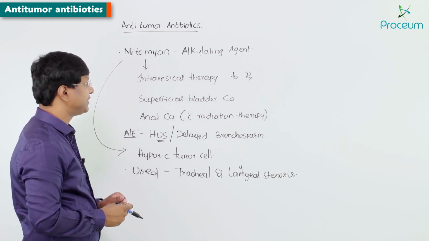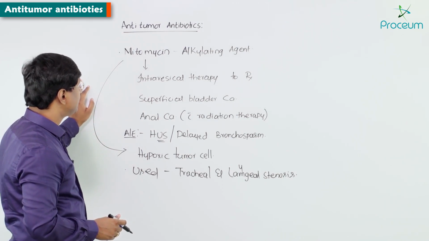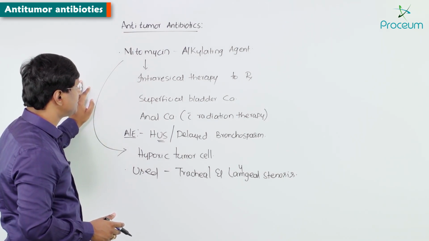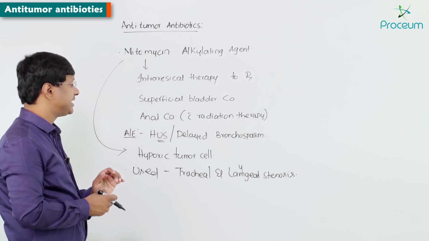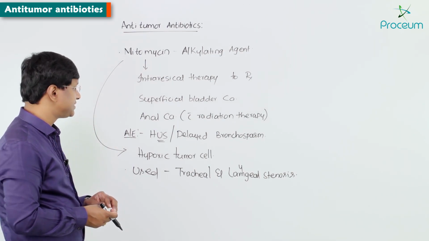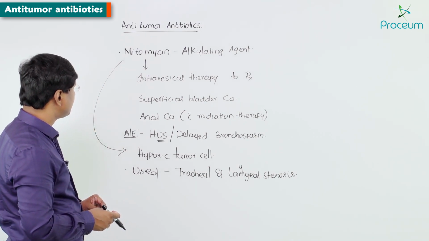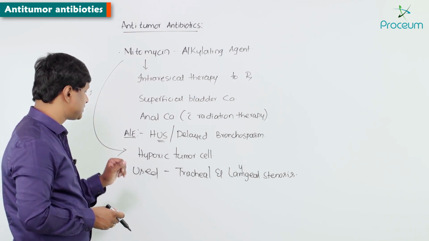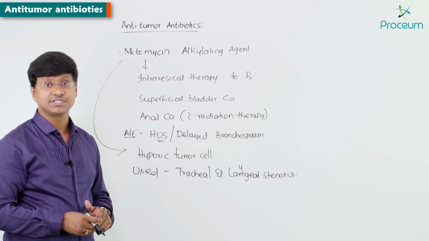So this is about mitomycin. Remember, mitomycin is an alkylating agent. It is used as intravesical therapy in the treatment of superficial bladder cancers as well as anal carcinoma. The adverse effects associated with mitomycin are hemolytic uremic syndrome as well as delayed bronchospasm. And mitomycin is used in the case of hypoxic tumor cells, and is also used in tracheal as well as laryngeal stenosis.